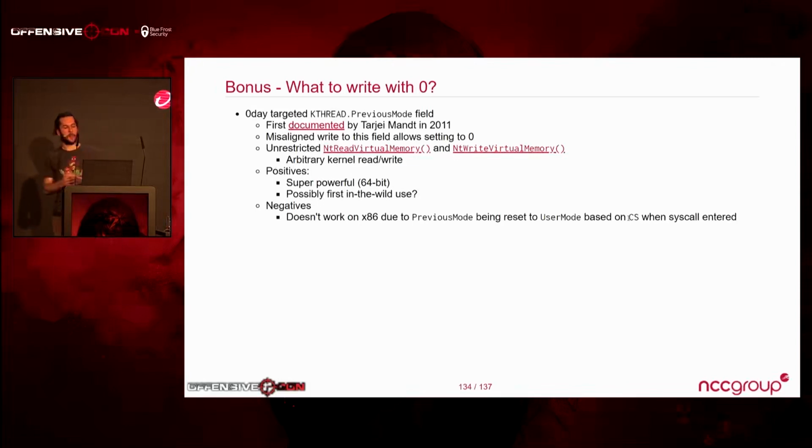The idea is that you can override the KTHREAD PreviousMode field, and previous mode dictates, when a thread is running in the kernel, whether the thread has been called from userland or if it's a kernel thread. Basically, in the kernel, some checks will be skipped if the thread is kernel and doesn't come from userland. So if you are able to set your previous mode to 0, which dictates it's the kernel, 0 is the kernel, and anything else is the user.